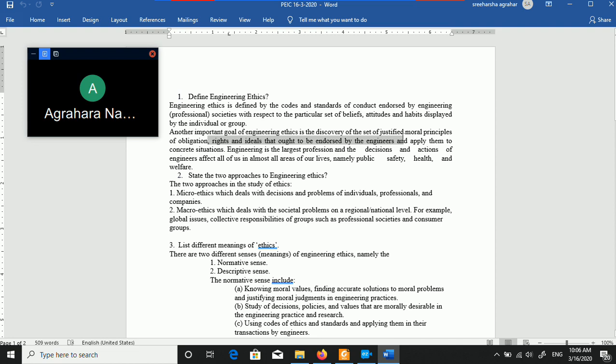To do all this, engineering ethics helps a lot. So it is one of the purposes of engineering ethics, and not only defining them but also applying them to the present situation or whichever situation comes up. Engineering is the largest profession, and the decisions and actions of engineers affect all of us in almost all areas of our lives, namely public safety, health, and welfare.